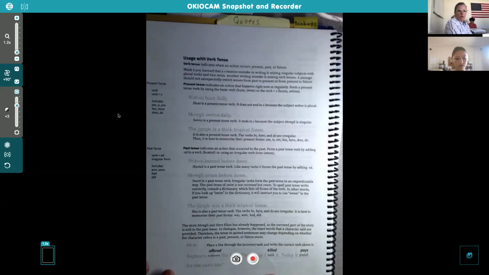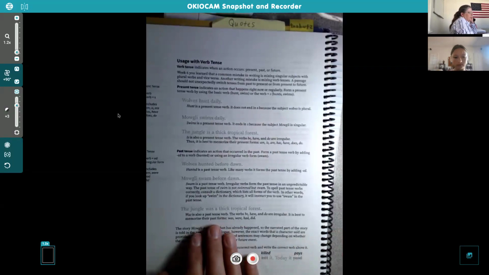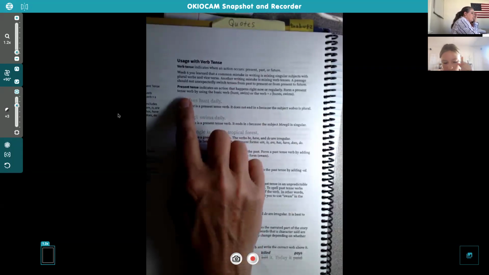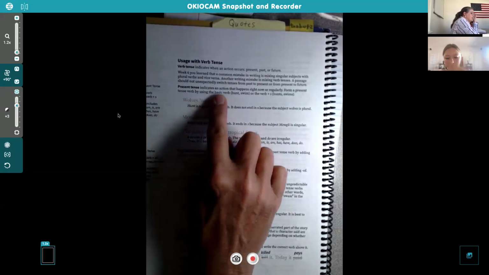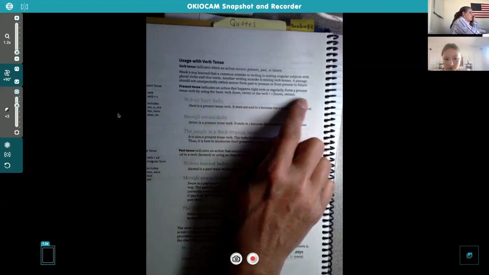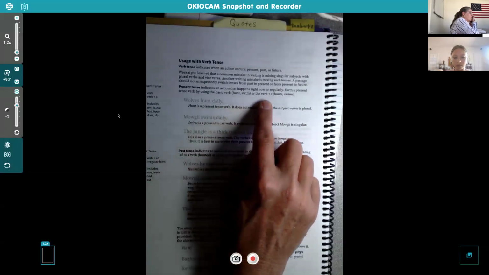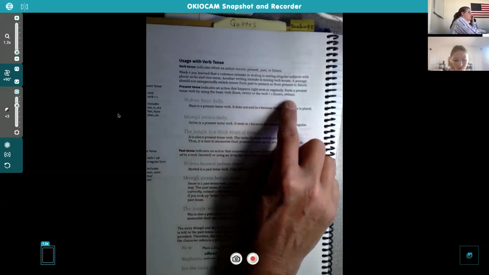On the back of that, we're on page 38. Usage with verb tense. Okay, so verb tense is like present, past, and future. You know that about verbs, they can change. And it says here, present tense indicates an action that is happening right now. You already know that, or regularly. Form a present tense verb by using the basic verb hunt, swim, or the verb plus S, hunts, swims.